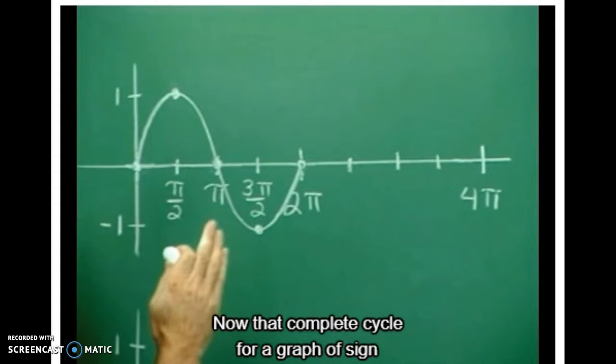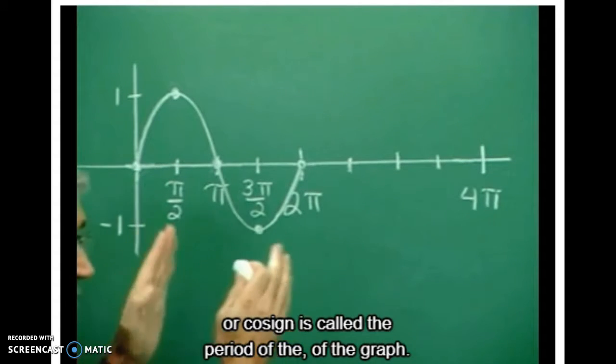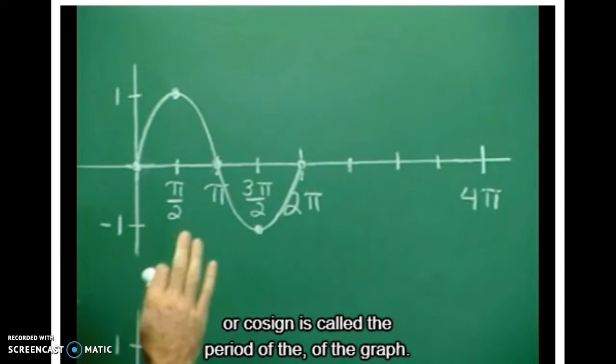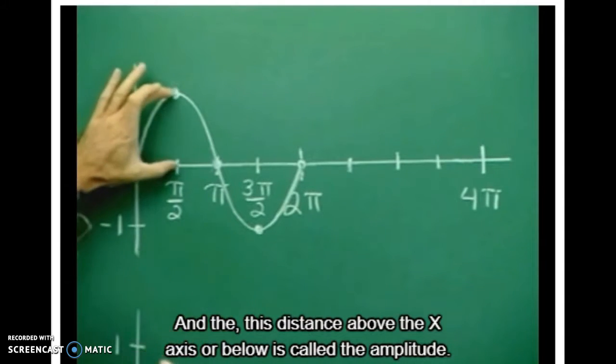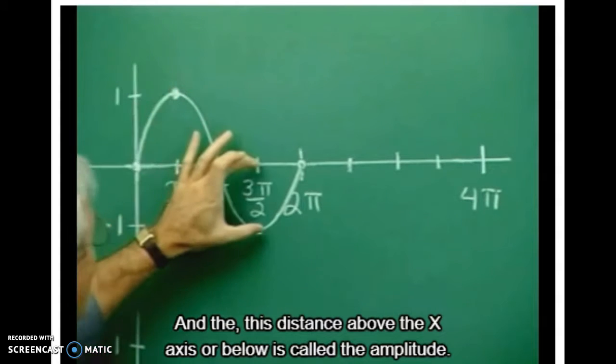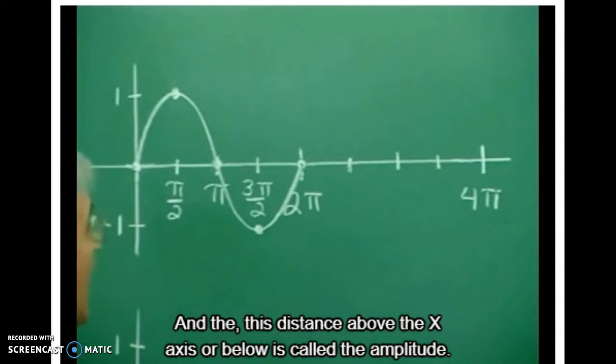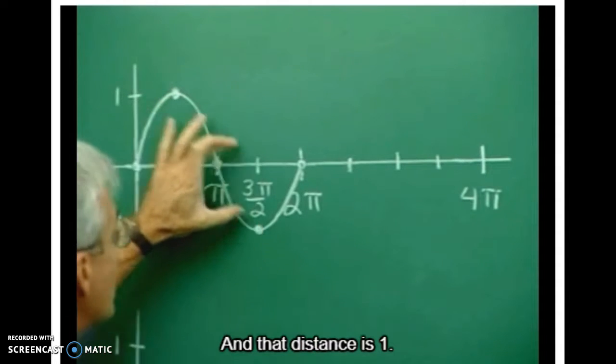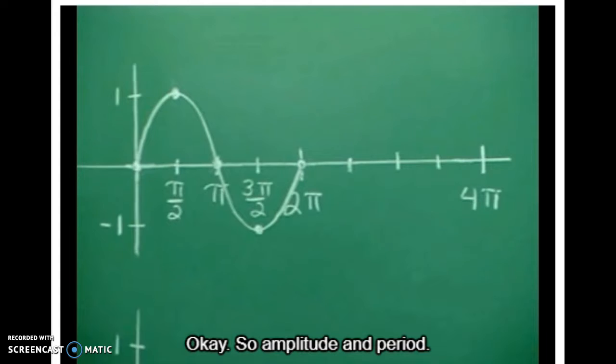That complete cycle for a graph of sine or cosine is called the period of the graph. And this distance above the x-axis or below is called the amplitude. The amplitude for this graph is 1. That distance is 1, and this distance is 1. Okay, so amplitude and period.